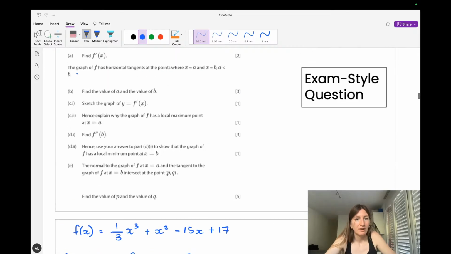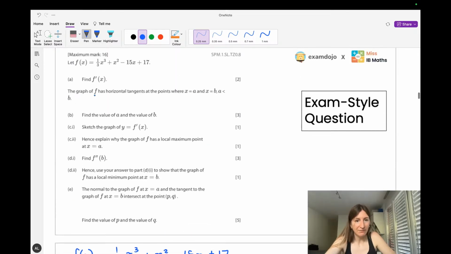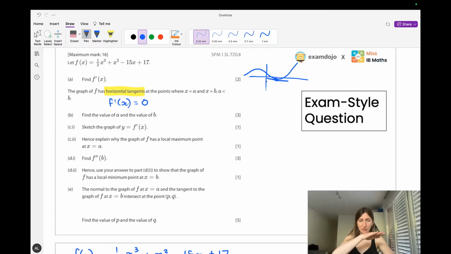Great. Now, the graph of f has horizontal tangents. So do you remember from the beginning when I said horizontal tangents? That's a clue that the gradient, my f dash of x, equals 0. Horizontal tangents, if I think about my graph being like this. If I have a horizontal tangent, it's like that, flat. So the gradient is 0. Also at this one, it's flat. Gradient is 0. Remember, we are thinking gradient and derivatives. F dash of x is 0 at these 2 points.